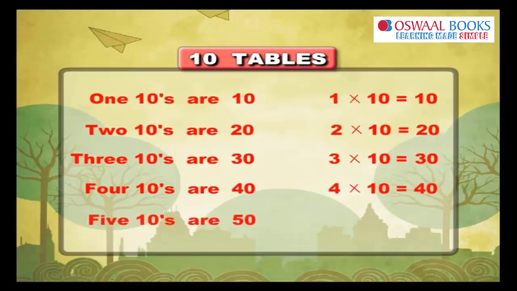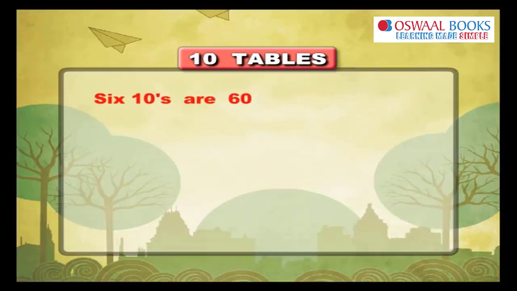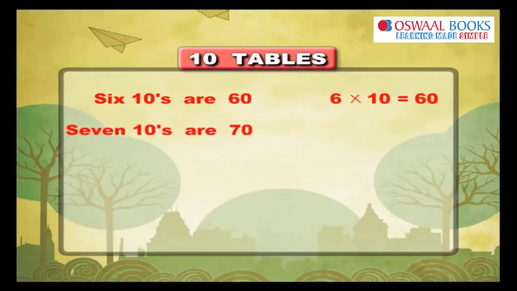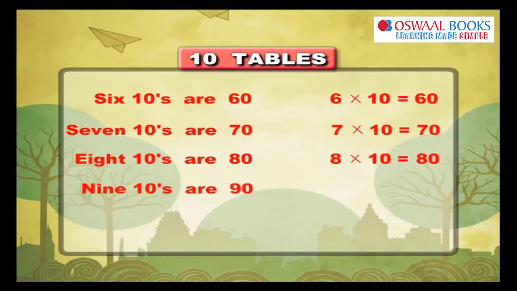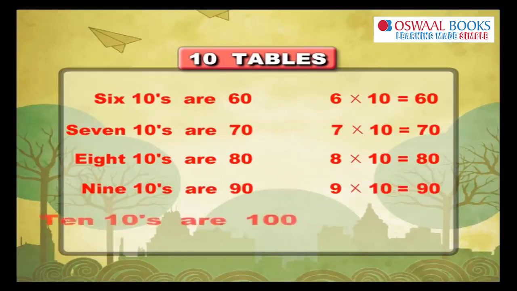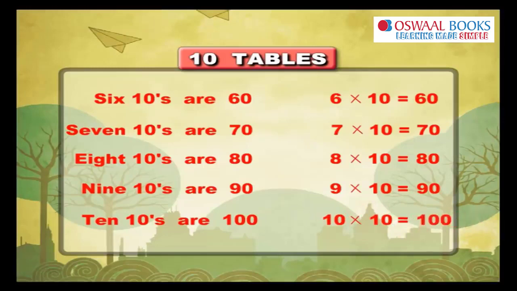5 tens are 50. 5 into 10 is equal to 50. 6 tens are 60. 6 into 10 is equal to 60. 7 tens are 70. 7 into 10 is equal to 70. 8 tens are 80. 8 into 10 is equal to 80. 9 tens are 90. 9 into 10 is equal to 90. 10 tens are 100. 10 into 10 is equal to 100.